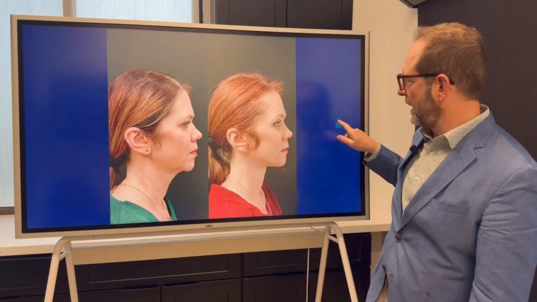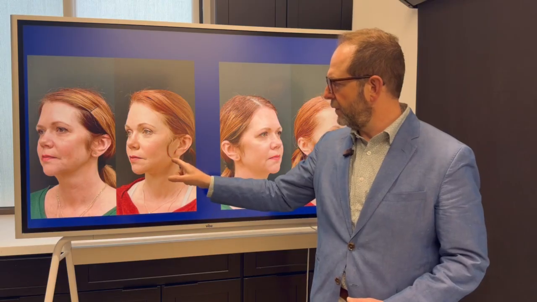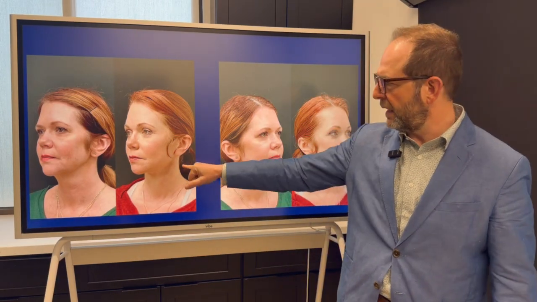Here is a good example of a patient, and especially when we look in the oblique view, we see what was brought about by the facelift. You can see fullness here, subtle hollowness there, fullness there, subtle hollowness there. Look at that nice shadow.